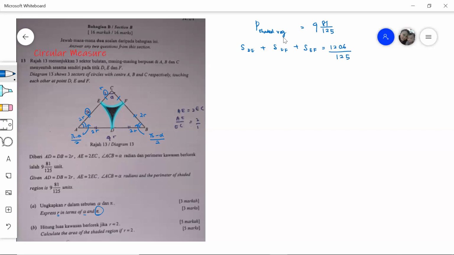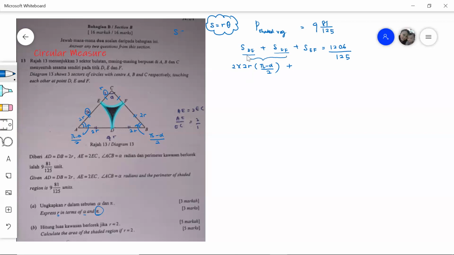Now arc DE and arc DF are the same. So how do we find the arc? The arc formula is s equals r theta. So we take the radius times the angle. For DE, the radius is 2R and theta is pi minus alpha over 2. And DF is the same as DE, therefore we repeat the same thing another time, so times 2.